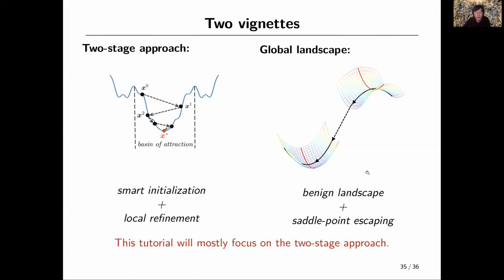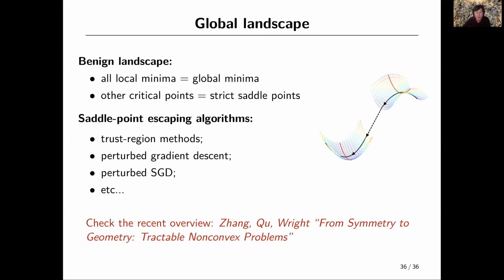Okay. For the sake of this tutorial, we are mostly going to focus on this two-stage approach, where we are going to highlight the spectral method for initialization and the approach of gradient descent for local refinement. Nonetheless, the second approach that focuses on global landscape is also a quite significant approach, so we are going to use a couple of minutes just to briefly talk a little bit about it.